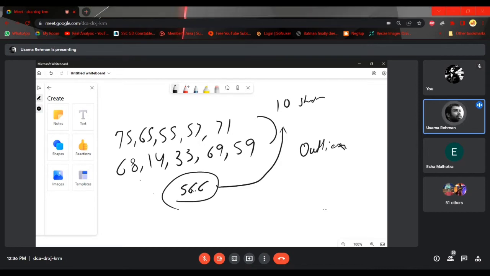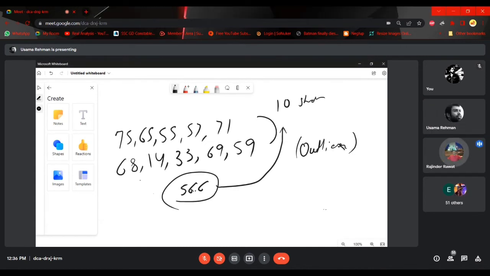Does anybody know what an outlier is? Sir, an outlier is something much different from the rest of the group. Extreme. Either it could be extreme right or extreme left. We can say 14 is the lowest and 75 is the highest, right? But if you look at the distribution clearly, I think 14 is more of an outlier than 75.